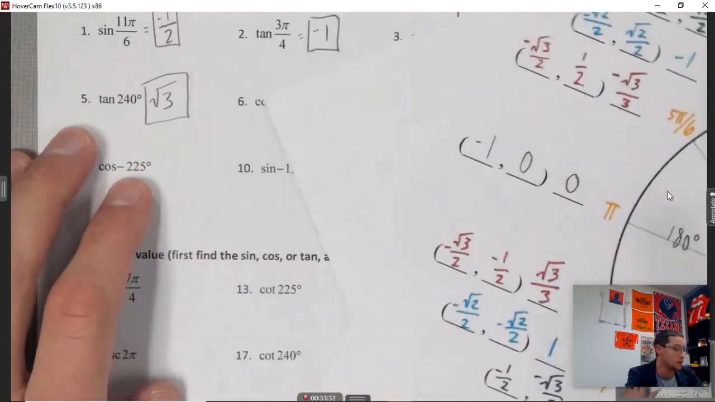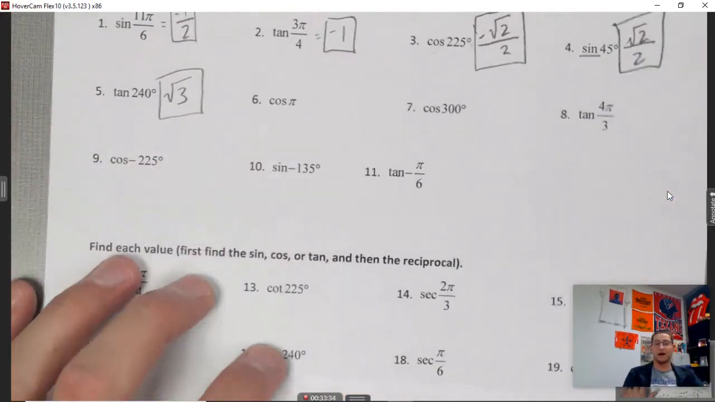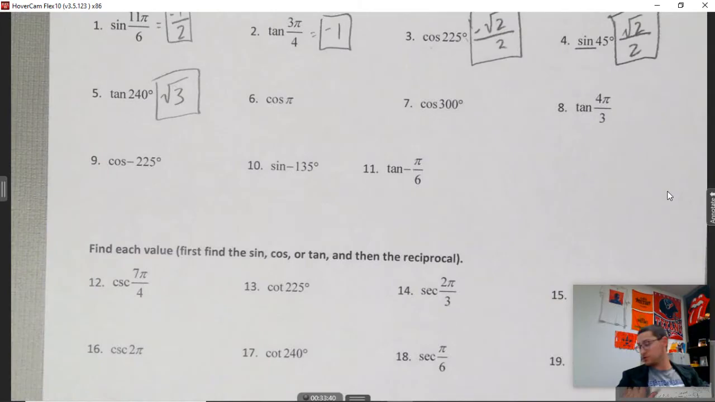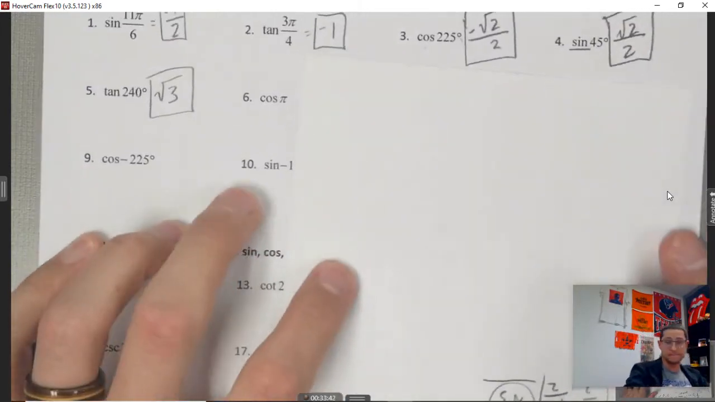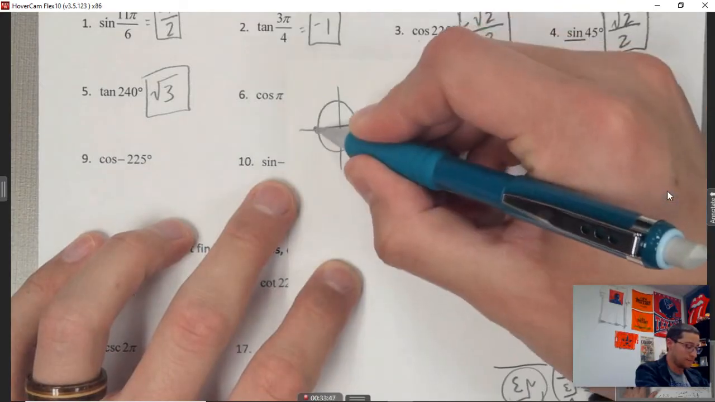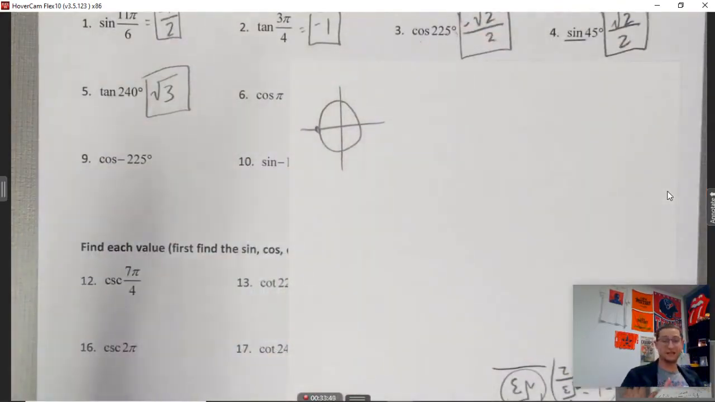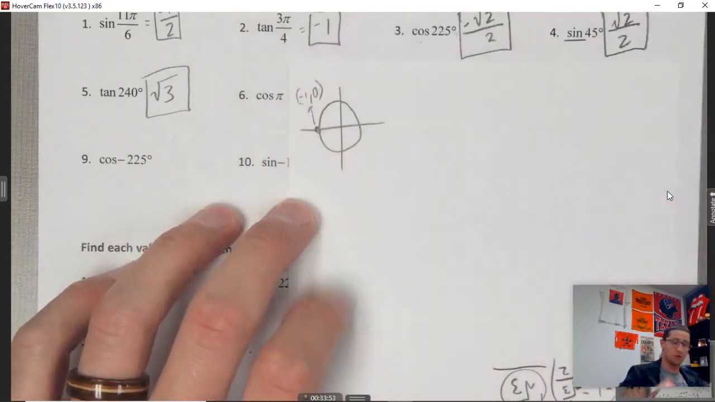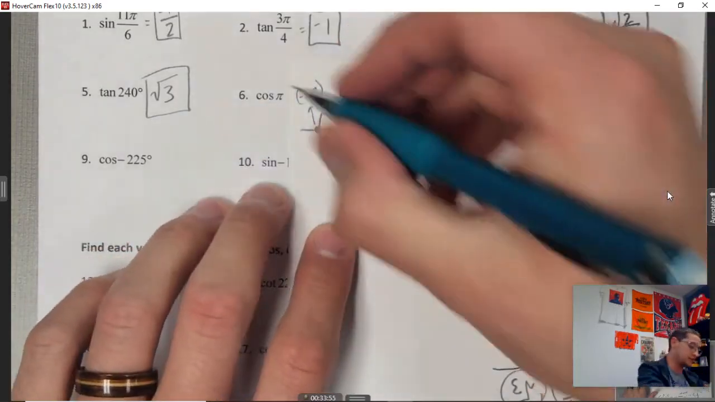A few more. Cosine of pi. Whew, that's easy. We'll do this one in our head. Visual, though, just to have the visual, it is important. Where's pi? Pi is here. What's my coordinate? Negative 1, comma 0 for that particular one. It's looking for cosine. It's just negative 1.